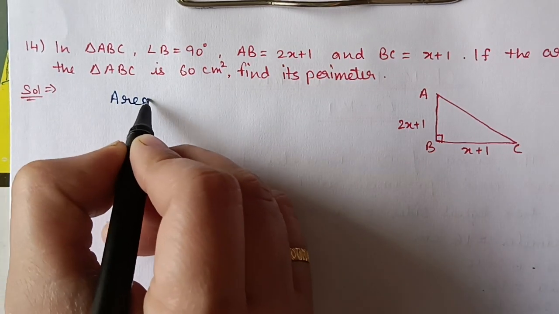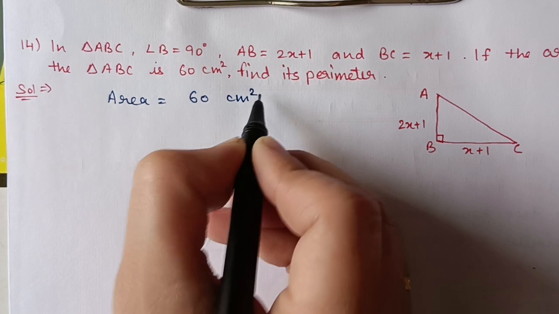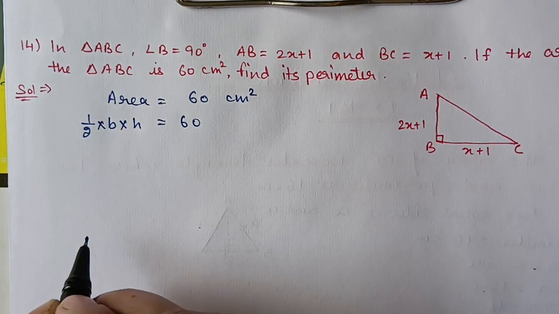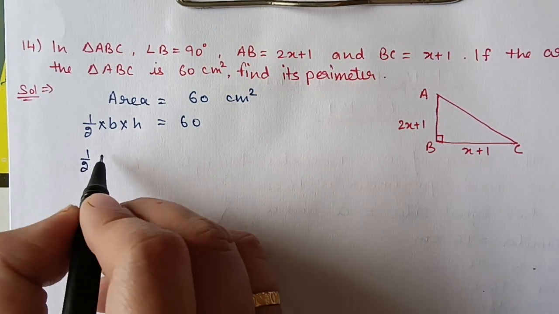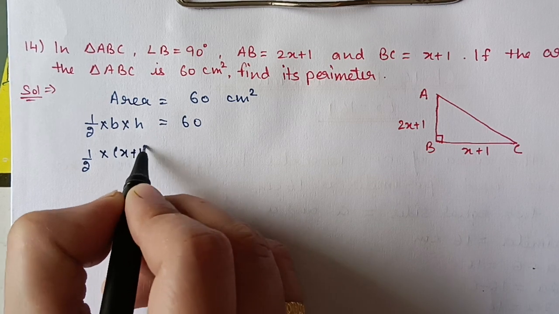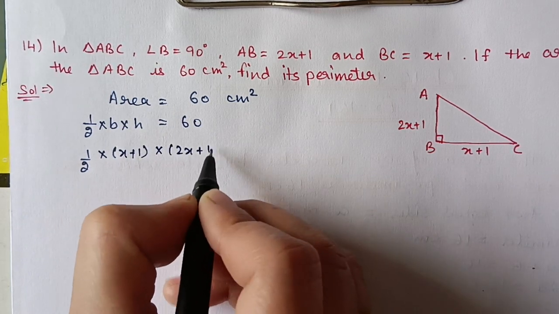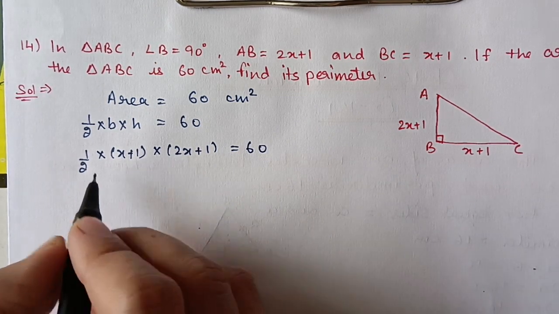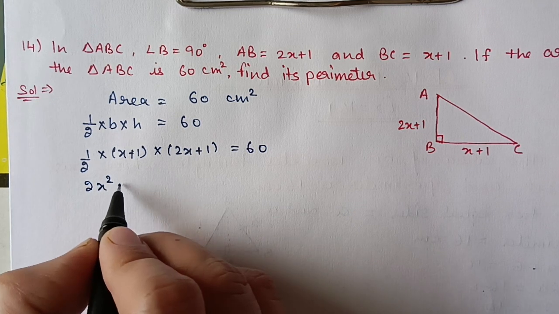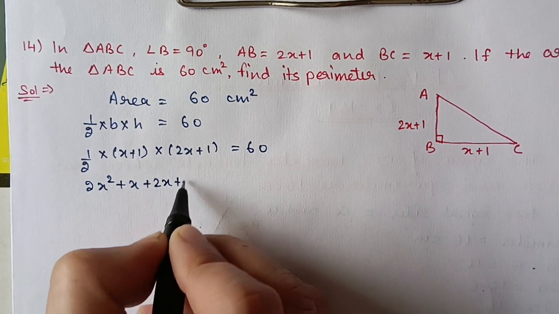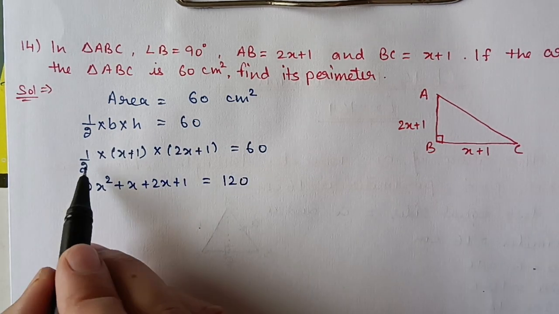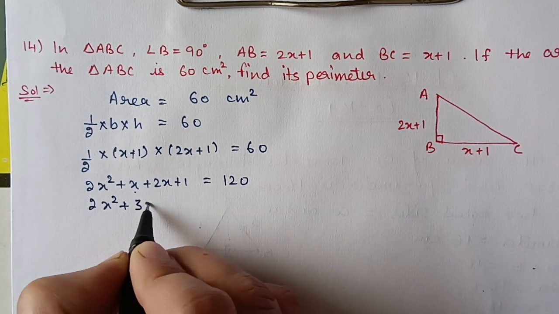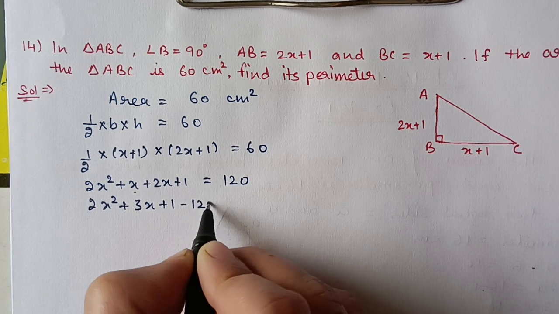Area is given as 60 centimeter square, and we know area is equal to half base into height. So from these two sides, one we can take as base, another one as height. So x plus 1 into 2x plus 1 is equal to 60 over 2. This 2 we can shift to the other side, and these two brackets we can multiply. 2x square plus x plus 2x plus 1 equal to 120. 2 will go and multiply with 60. So 2x square plus 3x plus 1 minus 120.